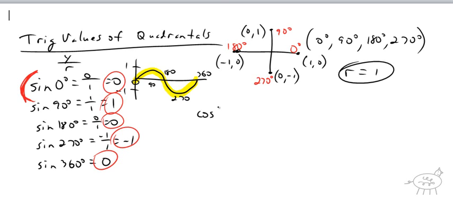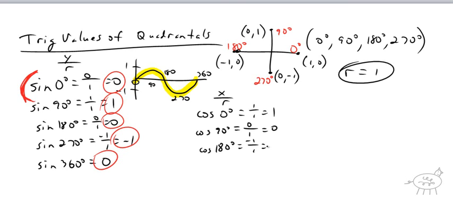It's the same idea. Cosine, you know, is x over r. So cosine of 0 degrees is 1 over 1, which is 1. Cosine of 90 degrees is 0, right, x over r, 0 over 1, which is 0. Cosine of 180 degrees is negative 1 over 1, which is negative 1. Cosine of 270 is 0 over 1, which is 0. And cosine of 360 is back to 1.